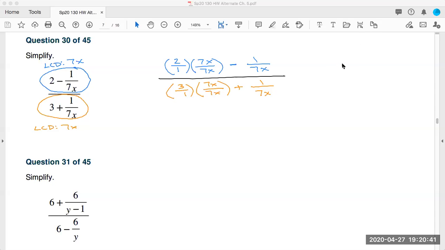Let's simplify what we have here. Big fraction bar. We have 14x on the top divided by 7x minus 1 over 7x. And in the denominator, we have 21x divided by 7x plus 1 over x. Sorry, 1 over 7x.